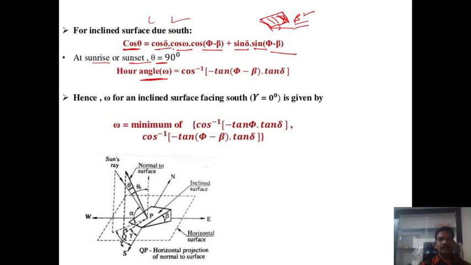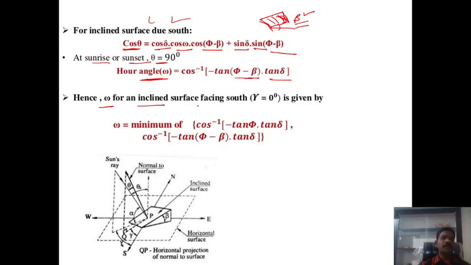Once again, what do we divide here? We divide which term? Cos delta upon cos(phi minus beta). So cos(phi minus beta) will cancel. Here sin phi upon cos phi, tan phi, will come, children, here tan(phi minus beta) will come. And what is the value of cos 90? 0. So we are getting our angle in that situation: cos inverse of minus tan(phi minus beta) into tan delta.